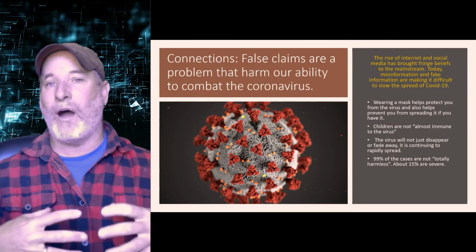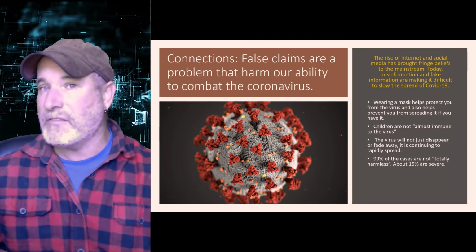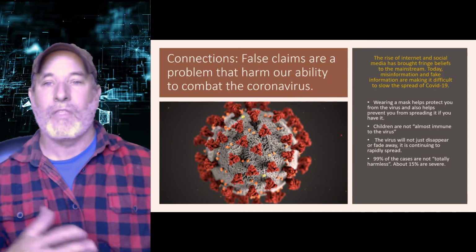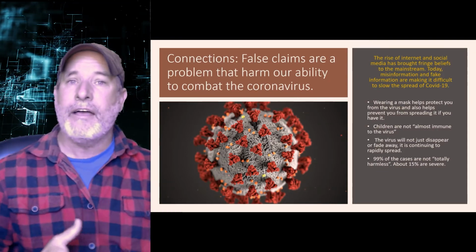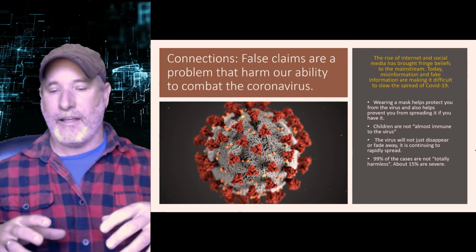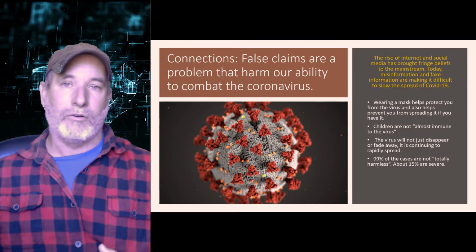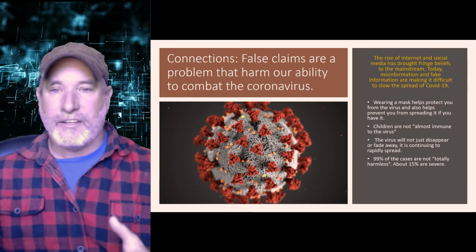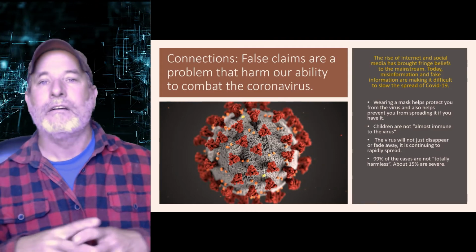Because one of the reasons why it spreads so easily is because you can be showing no signs of the disease and spread it. Another one, children are not almost immune to the virus. Now, it is true they often get it at a lower rate and may not be quite as severe as in older adults, but they still get it. They still have severe cases, and children still die.